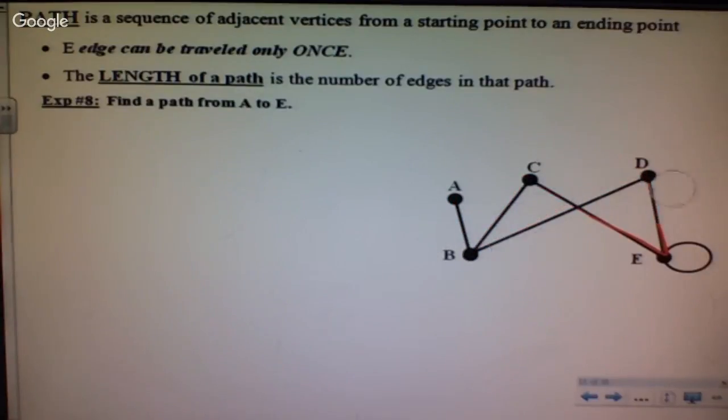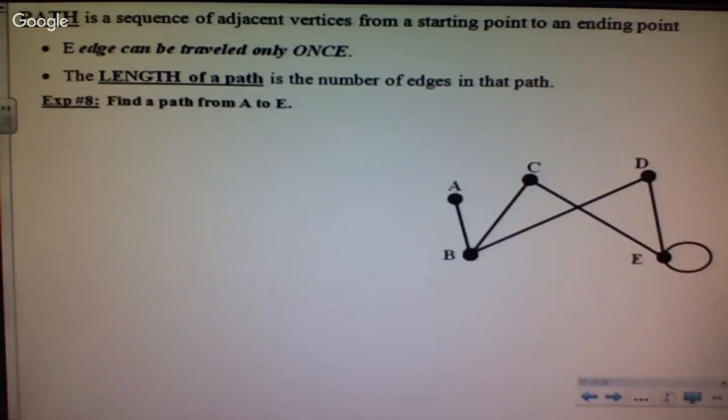The first one, an edge can only be used once. So once you've traveled a road, you can't go back on the road. So once you've traced a line, don't go over it. The length of a path is the number of edges that you have traced.